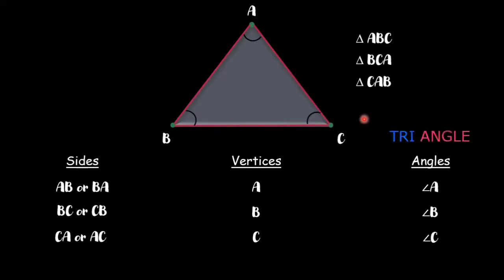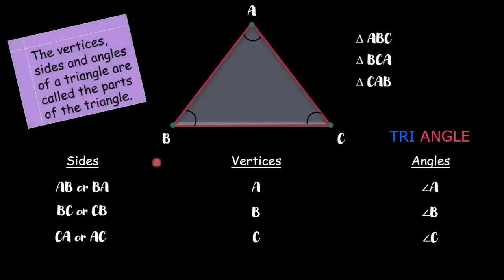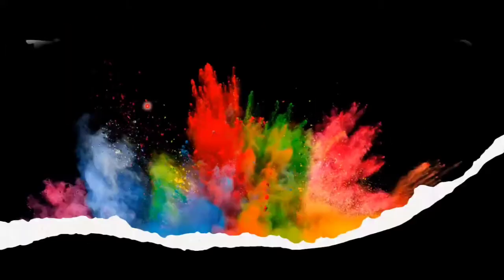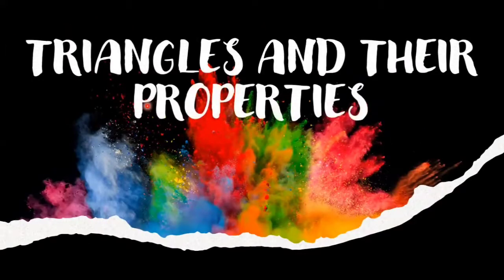Also students, the word triangle itself tells us that it has three angles, because the word tri means three. So it has three angles. So students, the vertices, the sides and angles of a triangle are called the parts of the triangle. Today we will learn more about triangles and their properties.